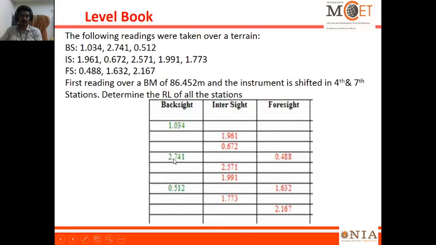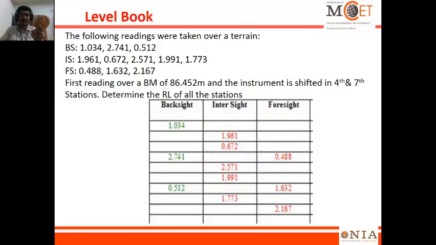And until the next shift, the intermediate sights and foresight continue; here it was given as the 7th station. So this is the 4th, 5th, 6th, 7th. After the 7th station, the instrument gets shifted, right? So again this becomes the foresight. From the new position, the staff reading was taken over the same point, so there the backsight will come. Here the backsight was given, the remaining readings are intermediate sights, and the last reading becomes the foresight. This is how you have to tabulate it.